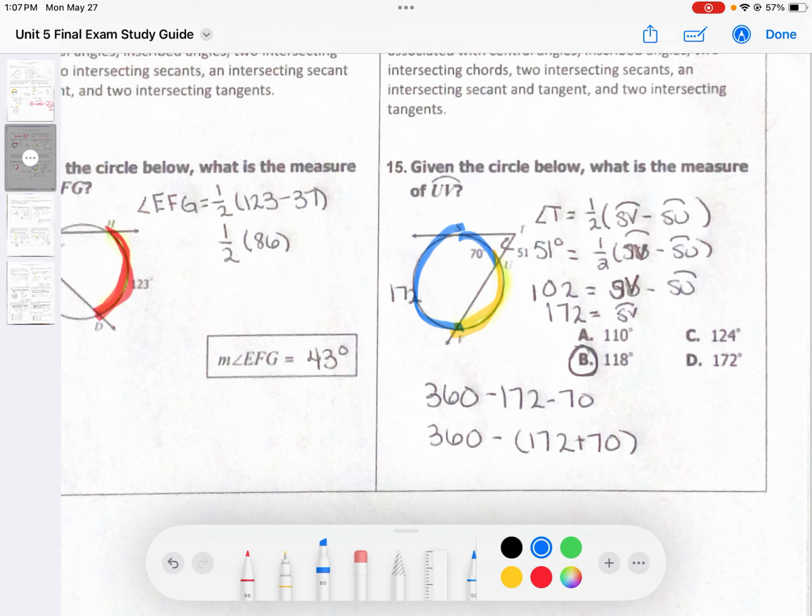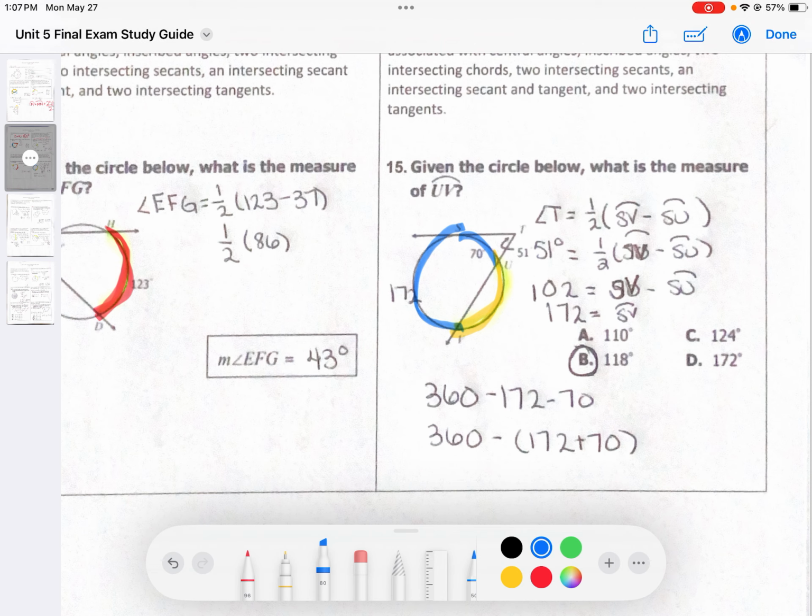I multiply both sides by 2 to get rid of the 1/2 first, which gives 102 is equal to SV minus SU. Once again, SU is 70 degrees. So I add 70 and SV is 172. All right.